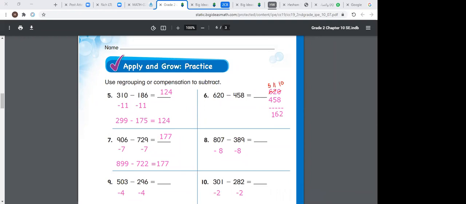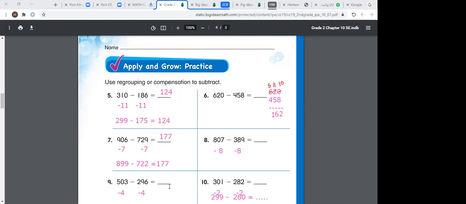301 minus 2 equals 299. 282 minus 2 equals 280. So, okay, after that you can complete.